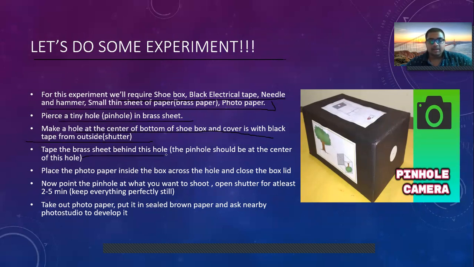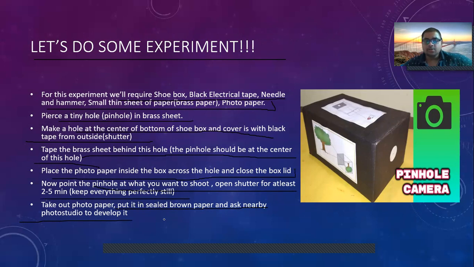Tape the brass sheet behind this hole. The pinhole should be at the center of this hole. Then place the photo paper inside the box across the hole and close the box lid. Now point the pinhole at what you want to shoot. Open the shutter for at least 2 to 5 minutes and keep everything very, very still. Take out the photo paper, sealed in brown paper, and ask a nearby photo studio to develop it.